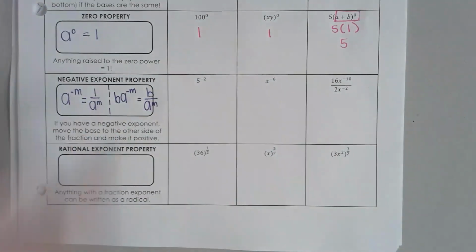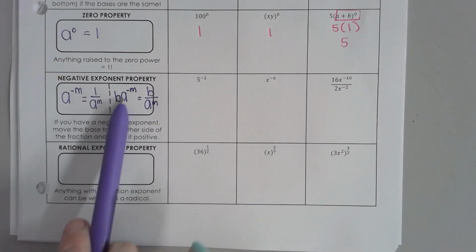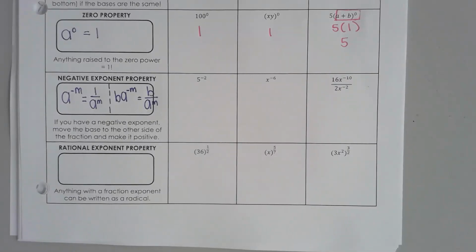If you have a number in front of that a, that number stays in the top. The only thing that moves to the bottom of the fraction is the part that actually has that negative exponent. So if we have 2x to the negative third, is that 2 being raised to the negative third power? No. So the 2 stays.